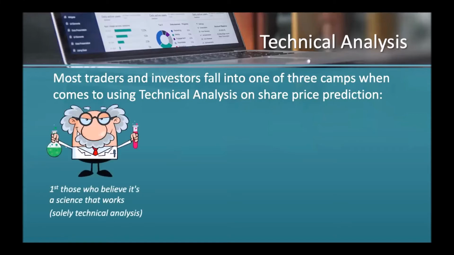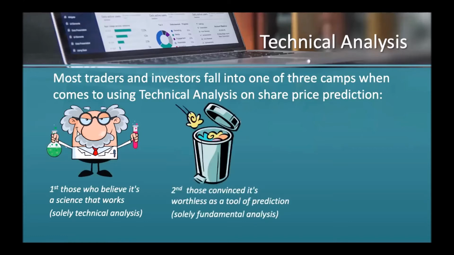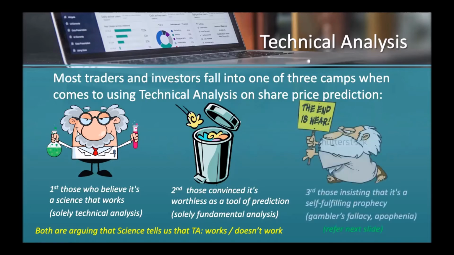So the framework: basically most traders and investors fall into one of 3 camps when it comes to using technical analysis. One is those who believe it works 100%. The next is those who say it's not going to work. These two are both arguing on the science, one saying it works, one saying it doesn't work at all. And the third one is more interesting, which insists it's a self-fulfilling prophecy.